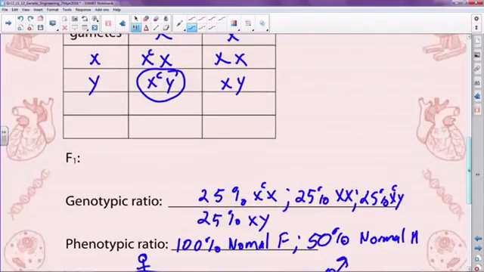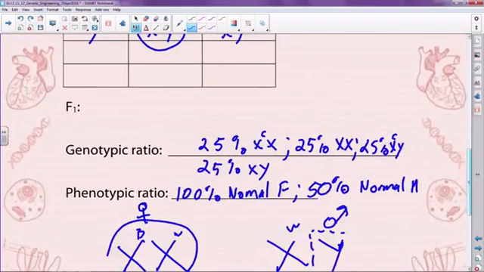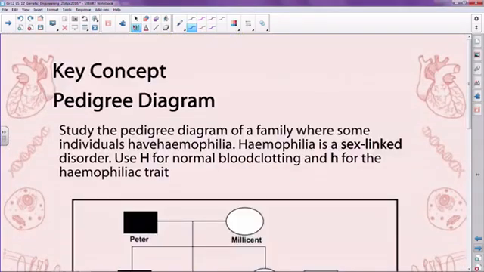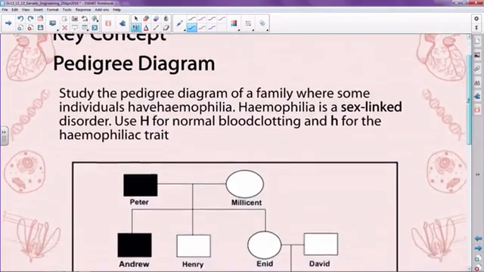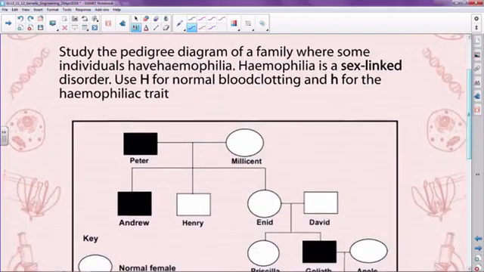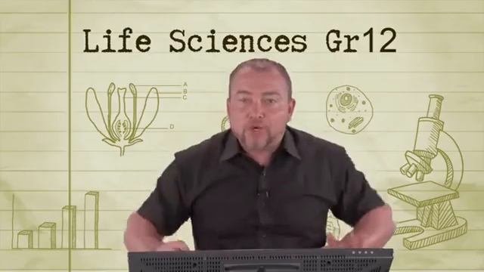Now, what I do want to go through with you, want to have a look through, is this thing. A pedigree diagram, or a phylogenetic tree. Okay, now, I'm going to go through it with you.